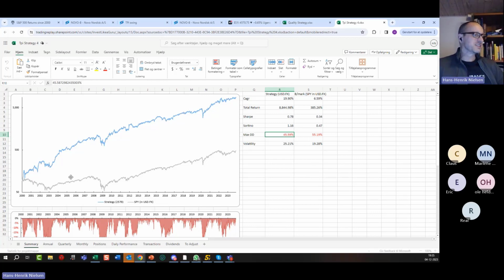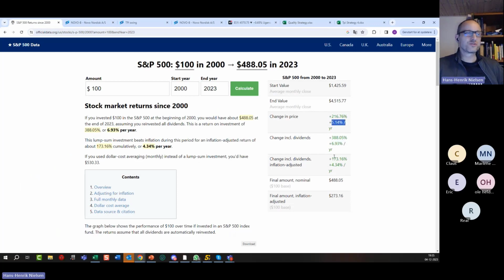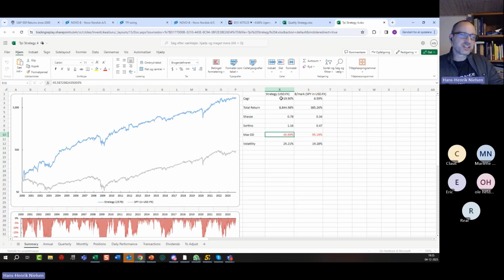But what we can see is that since 2000 and up until now, the S&P 500 has made roughly 5%. This TPI strategy has turned out 19.9%. Now, this is, of course, CAGR, compound annual growth rate. So this is roughly 20% in average return per year.